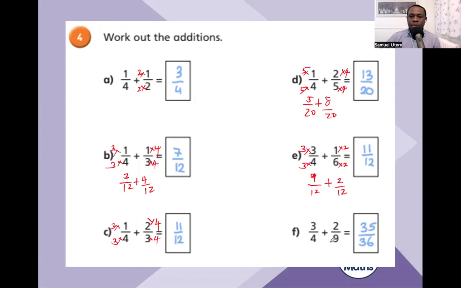Here, our lowest common multiple will be 36. So we'll multiply this by 9. We'll multiply this by 9 as well. We'll multiply this by 4 and that by 4. So we'll have 27 over 36. And then we add 8 over 36. 27 add 8 is 35.